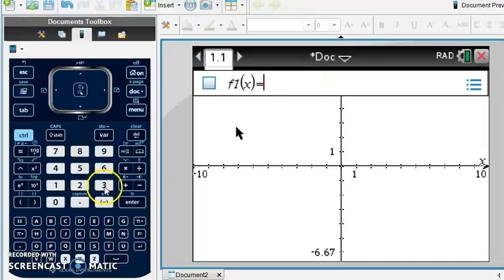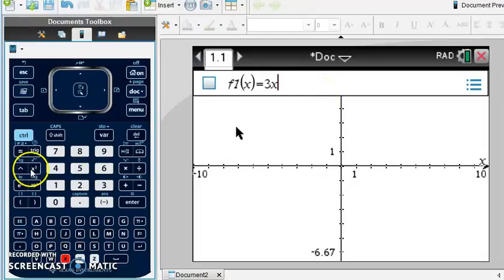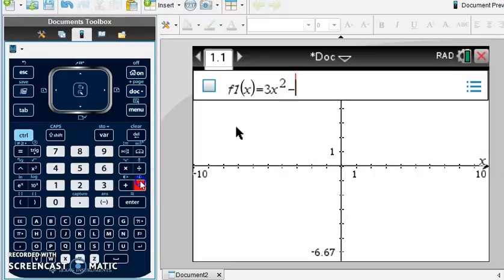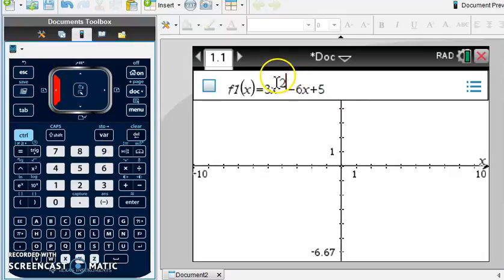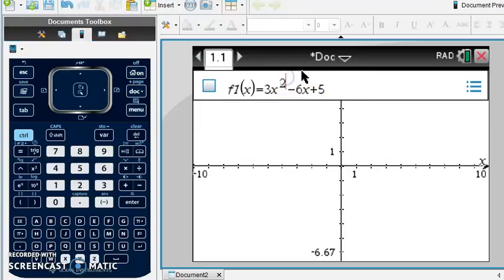So our first one is 3x squared. We're going to type in 3x squared minus 6x plus 5. If for some reason when you type the square button, you notice your cursor stayed up here, you want to make sure that you arrow to the right and the rest of your numbers look like whole numbers and not like they are up in the exponent.